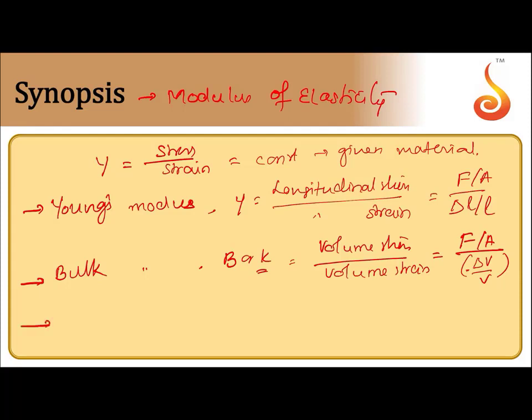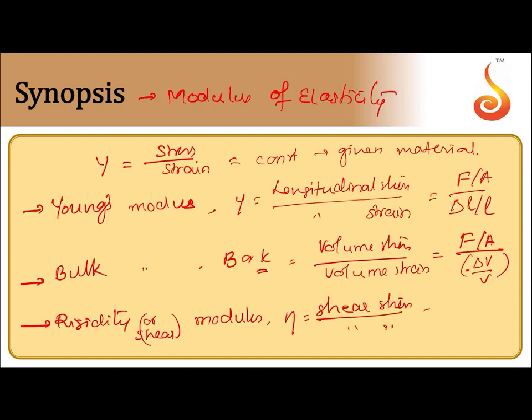Third is what is called as rigidity modulus or shear modulus, according to which this is shear stress divided by shear strain, that is F tangential divided by A divided by phi. So, these are the three types of moduli of elasticity. There are a couple of important things to be kept in mind here.